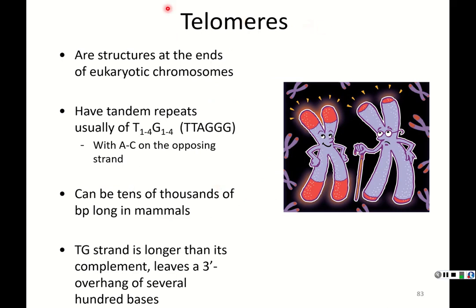Right, so in terms of telomeres, we mentioned telomeres in chapter 24. These are the ends of the chromosomes. They have tandem repeats, and it's this repeating TTAGGG, repeating over and over again. They can be tens of thousands of base pairs long in mammals, so they can be really, really long, and they tend to get shorter as we age. Right? And some people think that the aging process has a lot to do with our telomeres shortening.